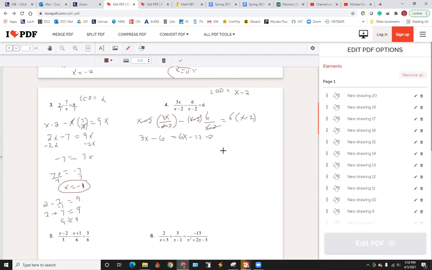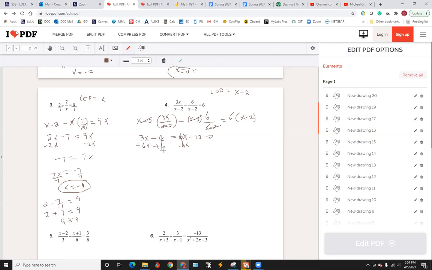All right. It's minus 6x, minus 6x. There's nothing to combine. And then we're going to add 6 on both sides. These are going to go away. These are going to go away.